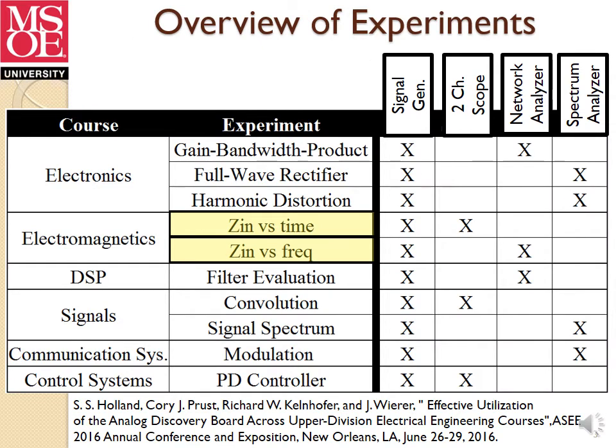This table shows some of the experiments developed to date using the Analog Discovery Board in our upper division courses. Note that the experiments make full use of the various measurement tools on the board. This video will focus on experiments from our electromagnetics courses.